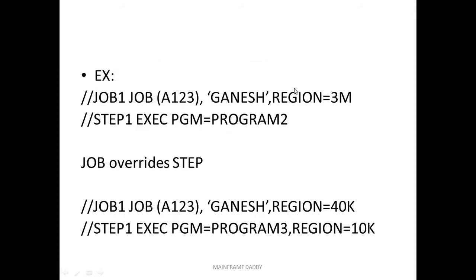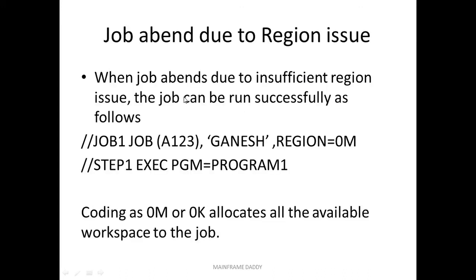And here is an example for region parameter. The region parameter is coded on the job statement. So here region equal to 3m, it will allocate 3 millions of bytes to this entire job.